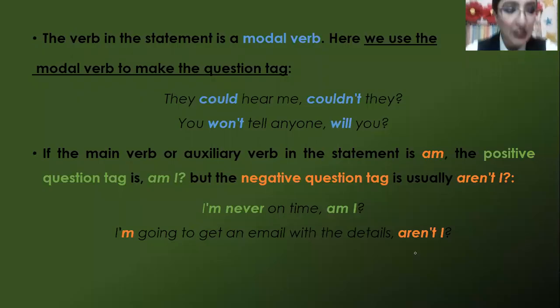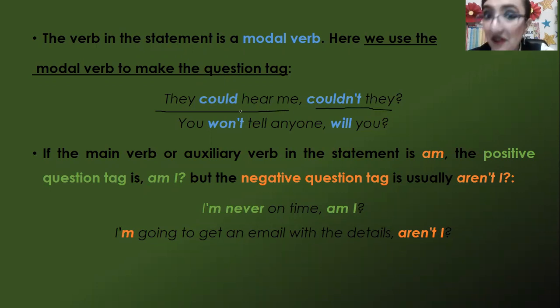Ya sabes, te lo intentamos explicar así de a gotitas para que vaya quedando. Bueno, when you are going to be having a modal verb, we are going to be using that modal verb in order to make the question. Remember that the short question that we are going to be having at the end is going to be the tag question or the question tag. They could hear me, couldn't they? Affirmative, negative. Oh, won't. Future.